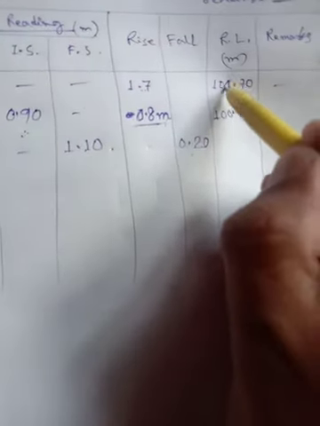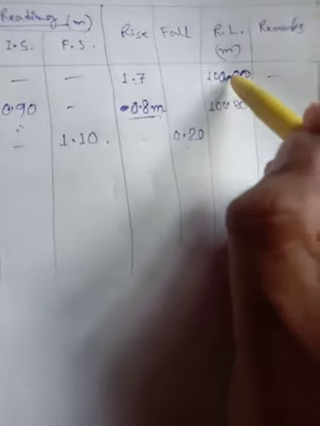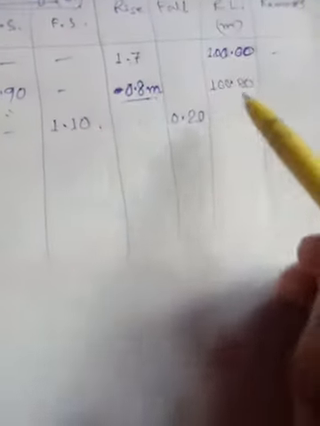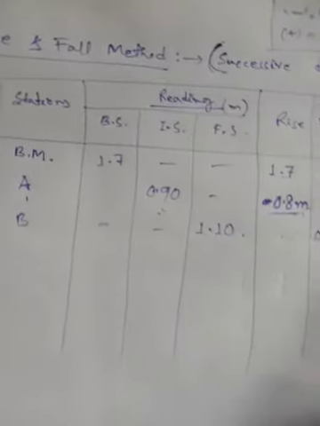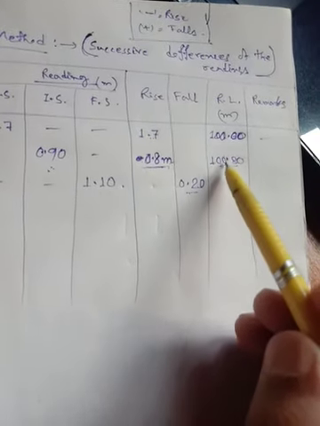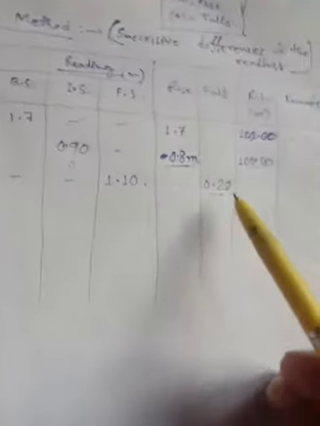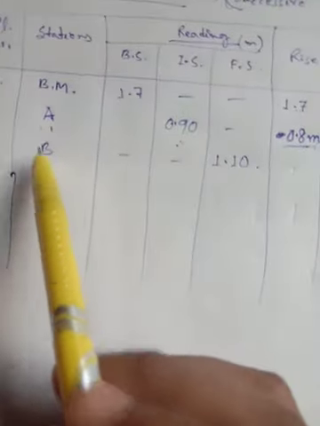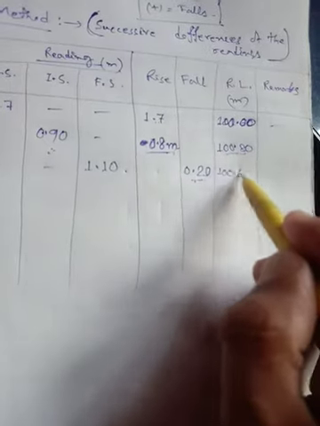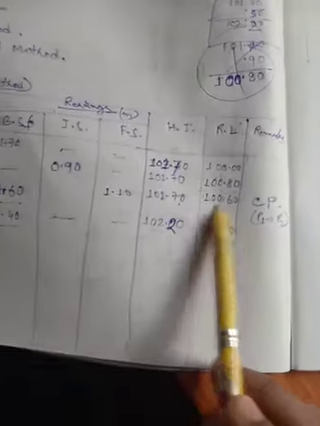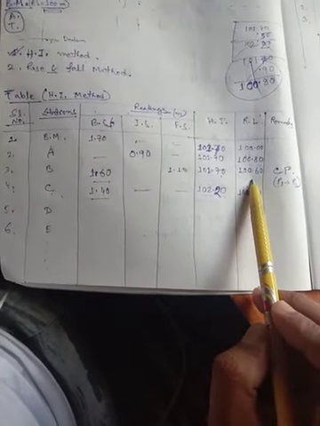0.20. Now RL is your 100. It is mistakenly written, this is your 100. RL of benchmark is 100. So here the RL of last point, that is station A. Now we are having for station B there is 0.2 meter fall. So this RL of station A minus this fall will give us the value for station B. That means 100.80 minus 0.20 is your 100.60, which is same as this table for station B.